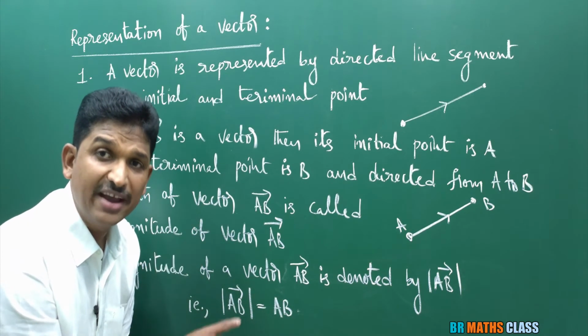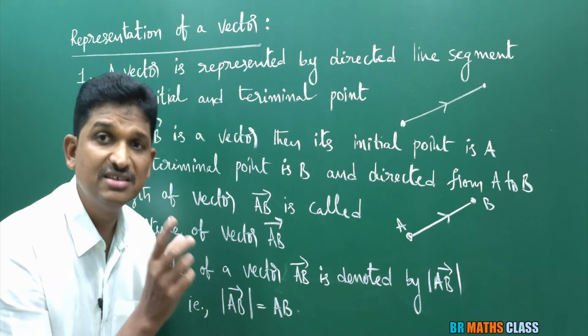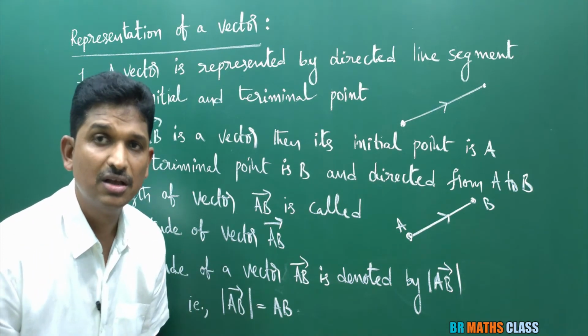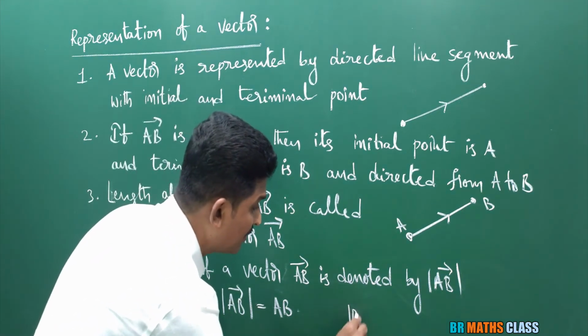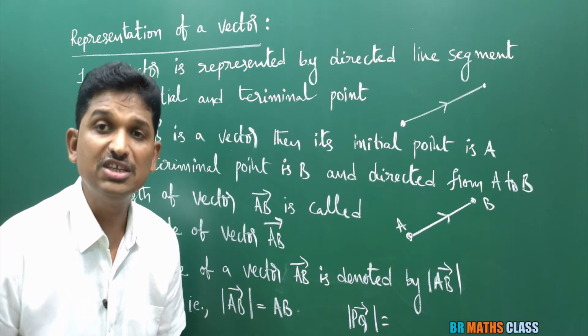What is the magnitude of the vector AB bar? The length of the vector AB bar is known as the magnitude of that vector. Suppose you need to calculate the magnitude of the vector PQ bar. What is PQ bar?